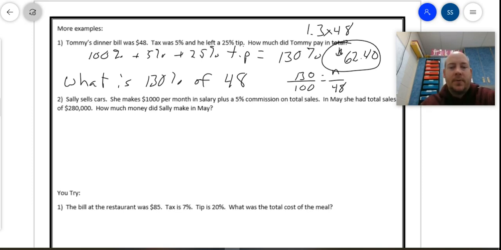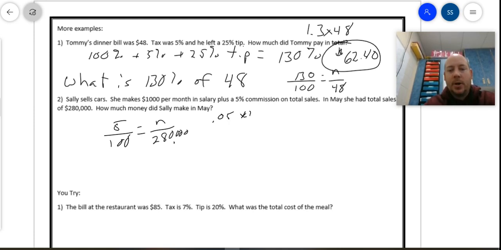So let's figure out the commission first. 5% of $280,000. Again, 5 over 100 and over 280,000, or 0.05 times 280,000, whatever technique you use. You could do 10% and cut it in half too, but whatever works for you. So if I calculate that, that gives me $14,000. So that's the commission.